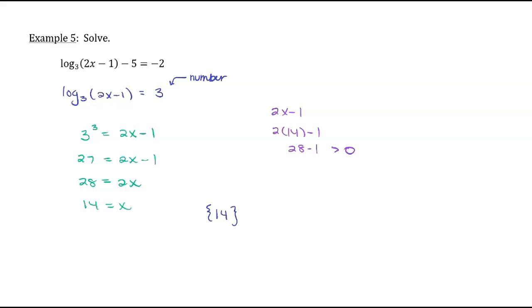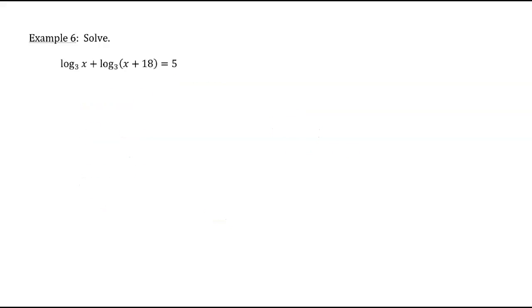Let's continue. We'll solve two more logarithmic equations. In example 6, our logarithmic equation contains two logarithms. But even if we put them on two different sides of the equation, we would not be able to use the one-to-one property of logarithms because we have that constant term 5 getting in the way. Since our two logarithms have the same base, they are both log base 3, we can combine these as one logarithm using the product rule. This is equal to log base 3 of x times x plus 18.